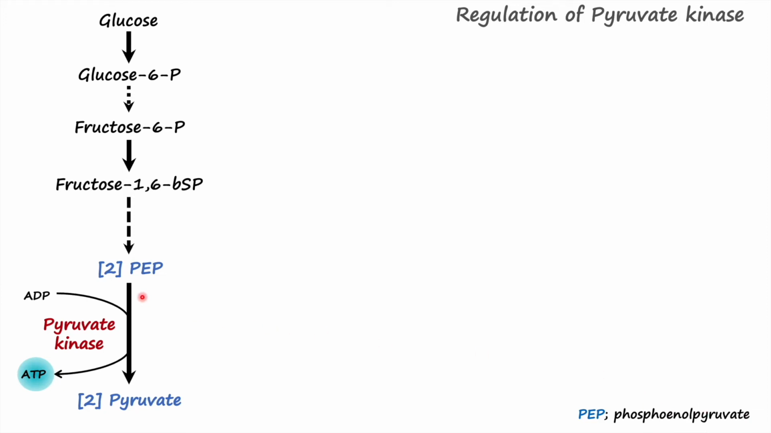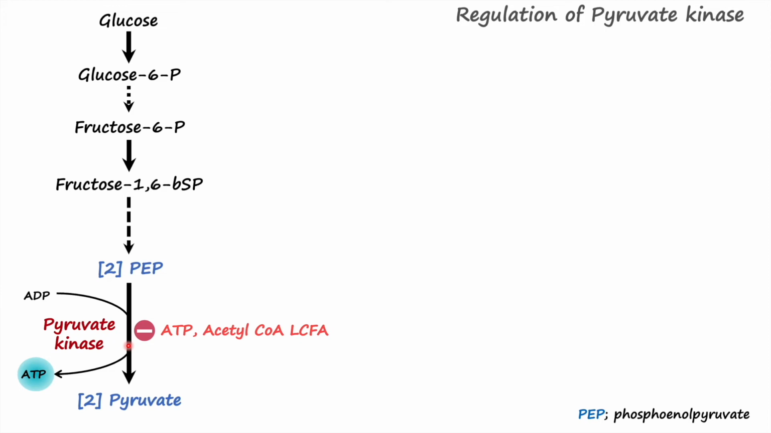So pyruvate kinase is allosterically inhibited by ATP, acetyl-CoA, and long chain fatty acids. All these three molecules are indicative of an abundance of energy within the cell. So when these molecules are present in the presence of energy, they allosterically inhibit pyruvate kinase. Basically they bind to the allosteric site of the pyruvate kinase enzyme, and therefore reduce the affinity of pyruvate kinase for its substrate phosphoenol pyruvate, thereby inhibiting the rate of glycolysis.